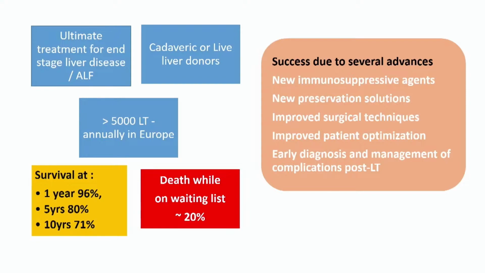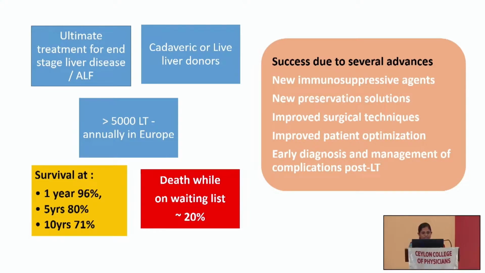So it is an ultimate treatment for many end-stage liver diseases and acute liver failure conditions, and there are other non-liver failure indications as well. It can be either cadaveric liver transplantation or live liver donor transplantation. More than 5,000 liver transplantations are done annually in Europe, and the expected survival rate at 1 year is 96%, at 5 years is 80%, and at 10 years it is still 71%.